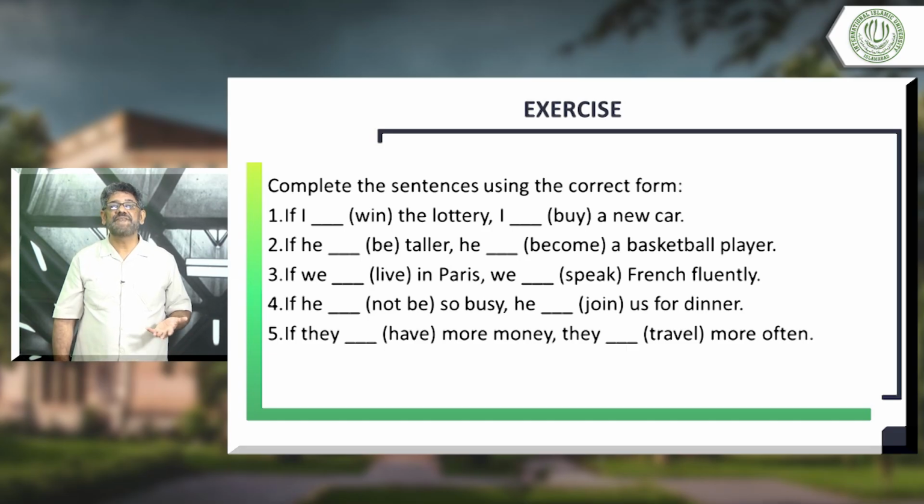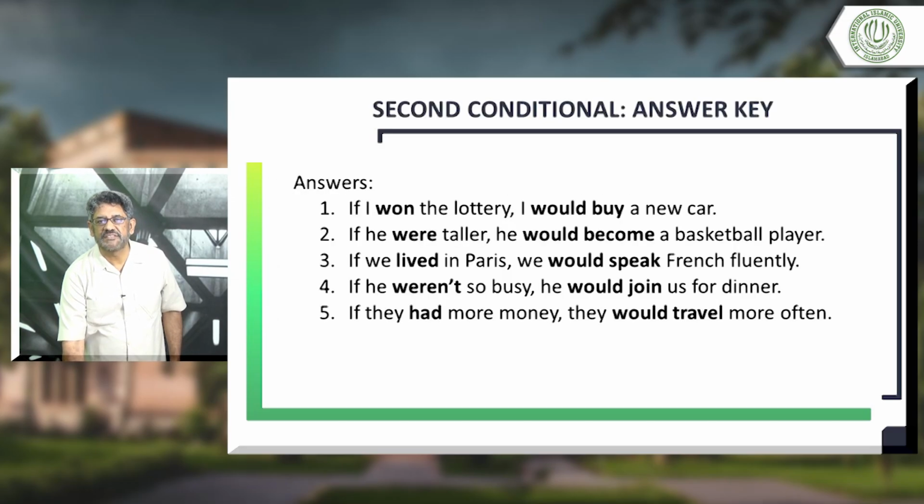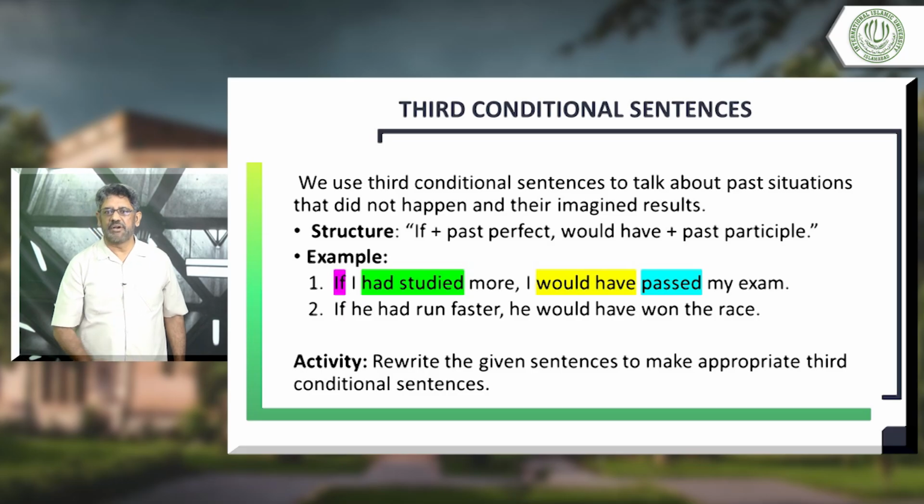If they had more money, what does it mean? They don't have money. They are just thinking if they had more money, they would travel. Unlikely situations because they don't have money. All right, this is what you would remember. Let's go to the next. This is the key. When you start, please try to do it yourself, then look at the key. I hope you got my point.